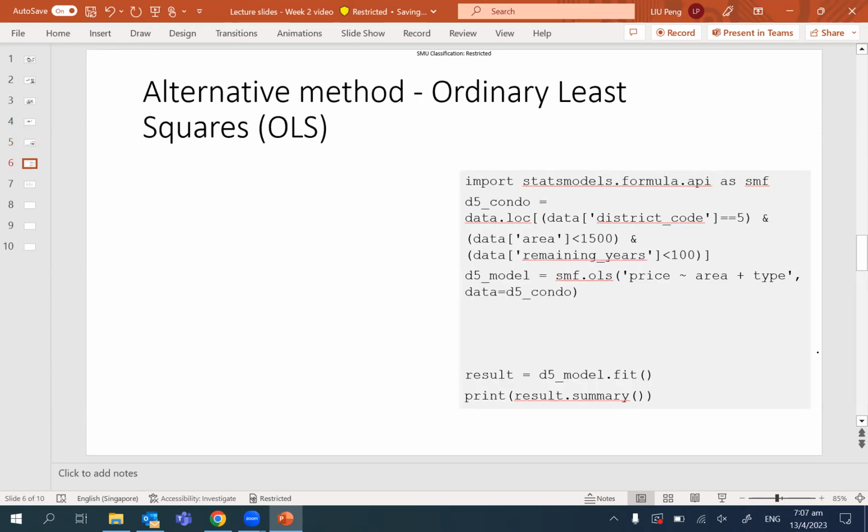Alternatively, we can use another method, which is from the statsmodels package, which is more versatile. In this case, we're going to prepare some data sets. This is just some filtering, and then we can use this syntax, which is very similar to the syntax of R when you do linear modeling. We're going to treat price as our y variable and area plus type as our input variable. And again, we can fit and then look at the summary of the model.